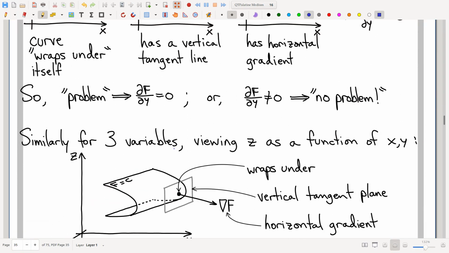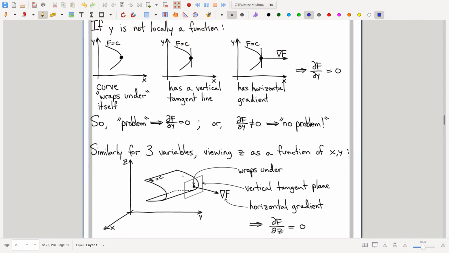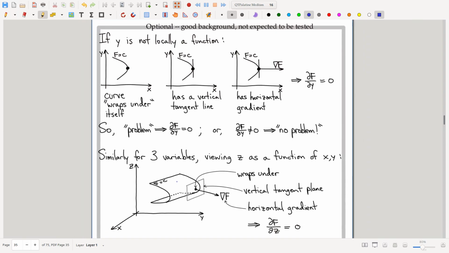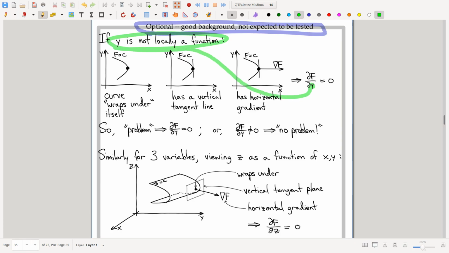All right, so there's a pattern in these two examples. I know we've gone through this very quickly, but this is cool background, and I want you all to have at least an inkling of where these formulas come from that we're going to be using. Notice, whatever variable you are hoping to view locally as a function, it's the partial with respect to that variable that you need to look at. In the first example, I was asking if I could view y as a function, and it ended up being the y partial that I have to look at. If I want to view z as a function, it ends up being the z partial.